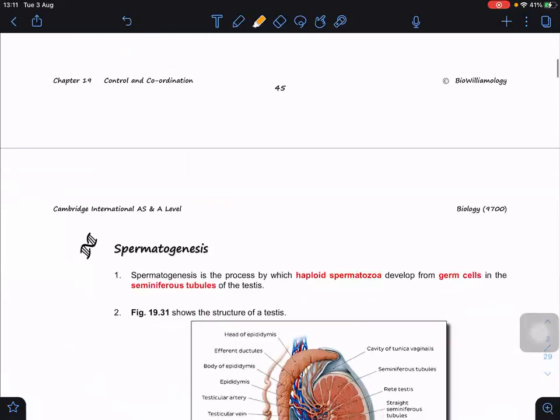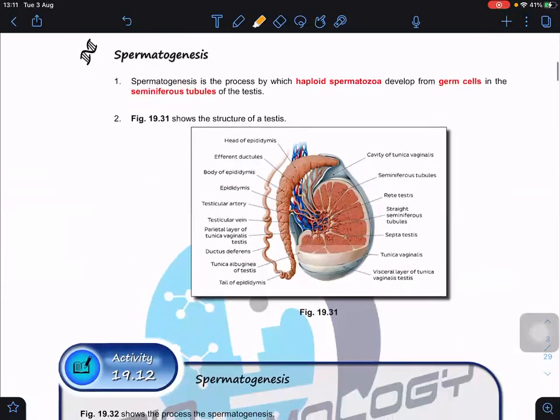Okay, so let us start with the first part, spermatogenesis. Spermatogenesis is the process by which we start to produce haploid spermatozoa for the male when the male reaches puberty, and they develop from what? From the germ cells in the seminiferous tubule. So what is this seminiferous tubule?